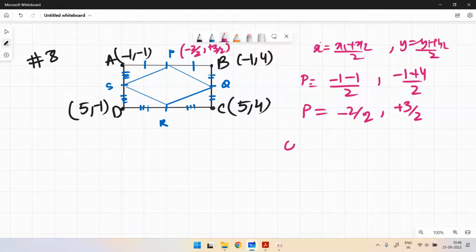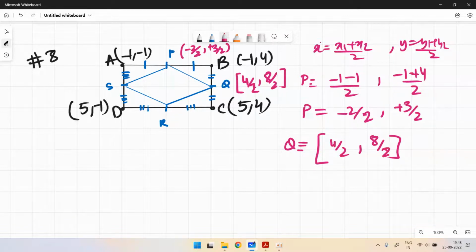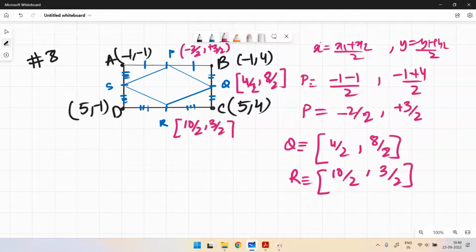So that is P, and for Q I'll be directly writing this. For Q it is (-1 + 5)/2, which is 4/2, and (4 + 4)/2, which is 8/2. So this will be 4/2 comma 8/2. And what is R? For R this will be (5 + 5)/2, which is 10/2, and (-1 + 4)/2, which is 3/2. So this will be 10/2 comma 3/2.